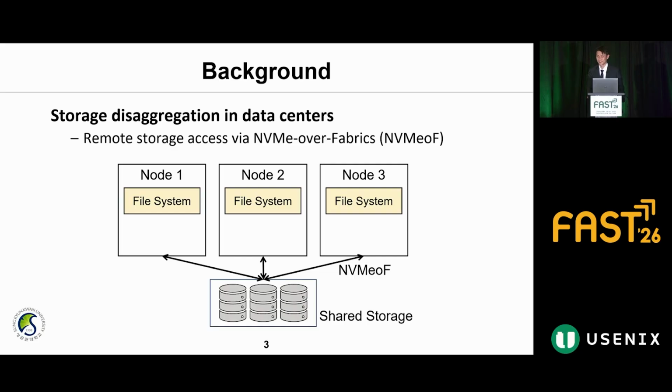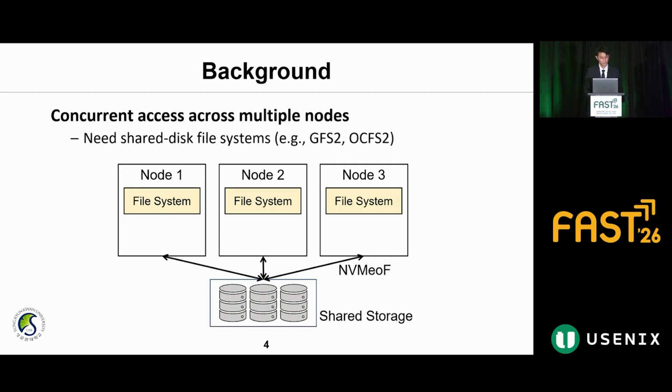So, back to the presentation. These days, storage disaggregation in data centers has become common through technologies like NVMe over Fabrics. But not just accessing remote storage: if you want multiple nodes to access it concurrently, then we need a specialized file system called a shared disk file system. We'll focus on the Linux shared disk file systems named GFS2 and OCFS2.